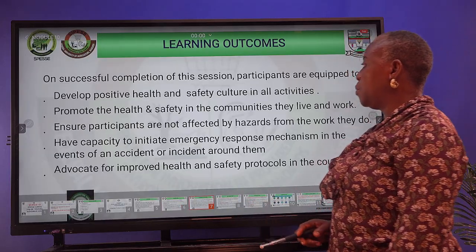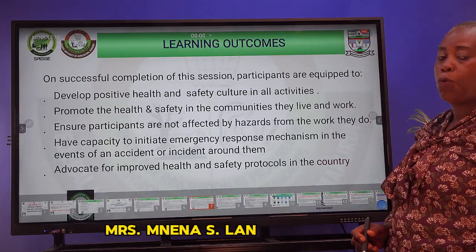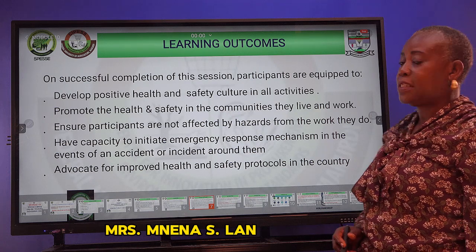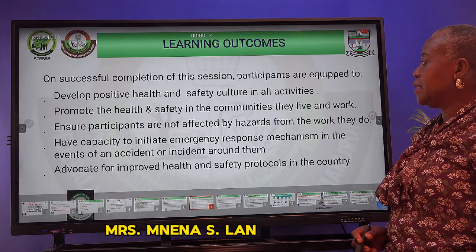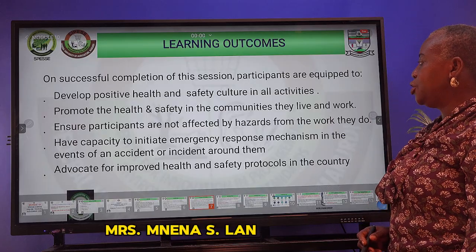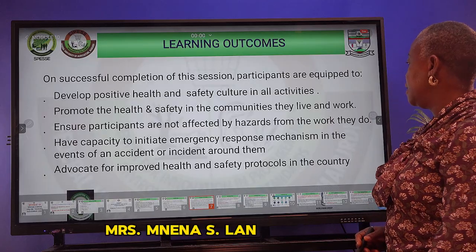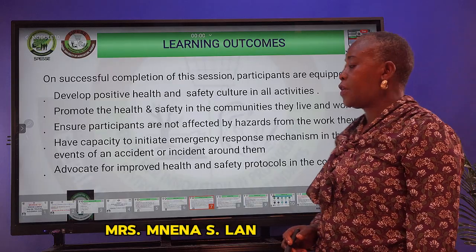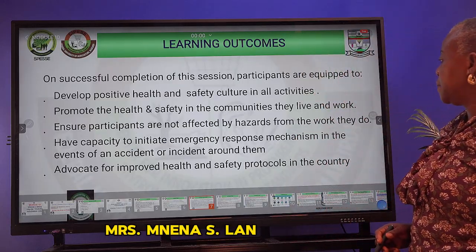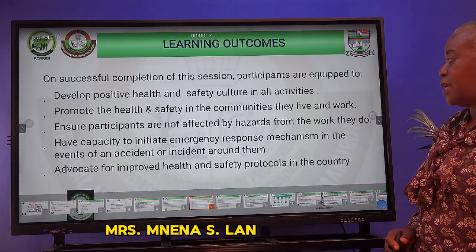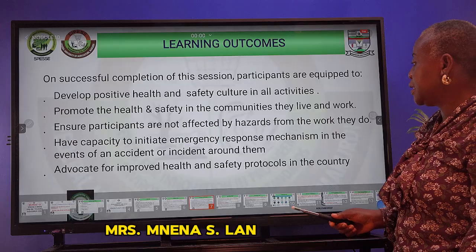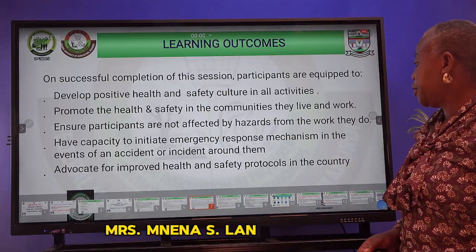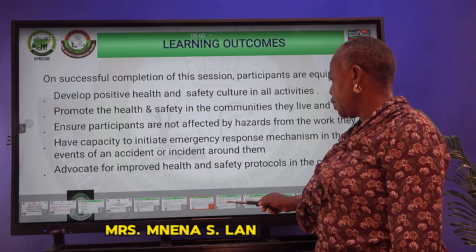At the end of this module, it is expected that you will be equipped to develop a positive health and safety culture in your communities and in all activities, promote health and safety in your communities, ensure you are not affected by hazards from the work you do, and have the capacity to initiate emergency responses in events of accidents or incidents around you, and advocate for improved health and safety protocols in the country or in your community.